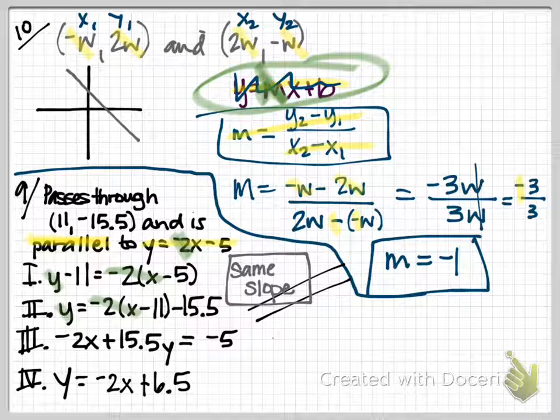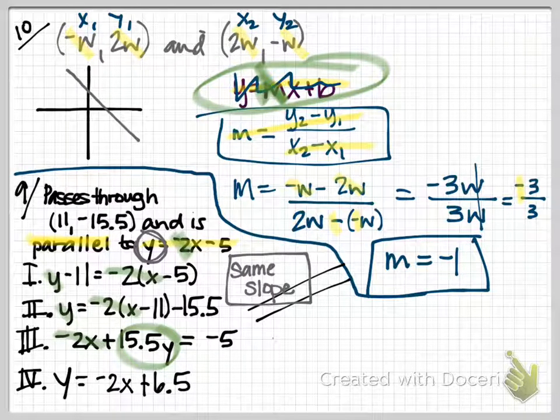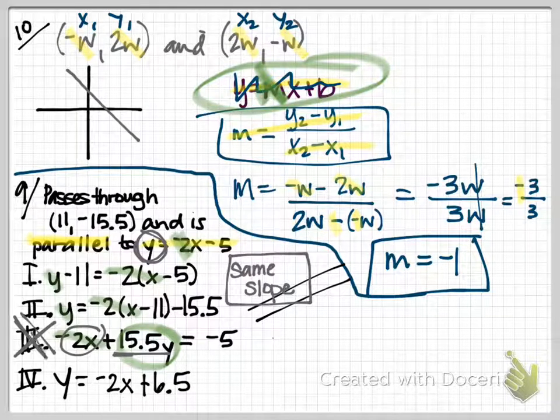In number 3, this has negative 2x, but this 15.5 times y, we need to solve these equations or simplify them to where it's y equals something. In number 3, y is not by itself. Y has this 15.5 multiplied by it. We would have to divide everything by 15.5, so when we do that, we would not have the right slope. So number 3 cannot be right. Okay, so we can rule out number 3.